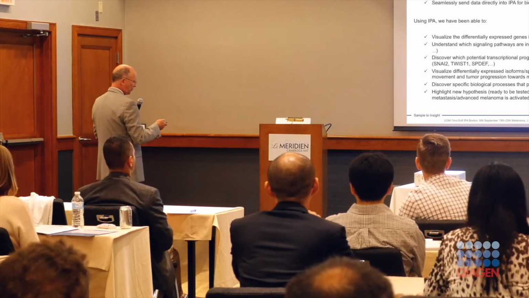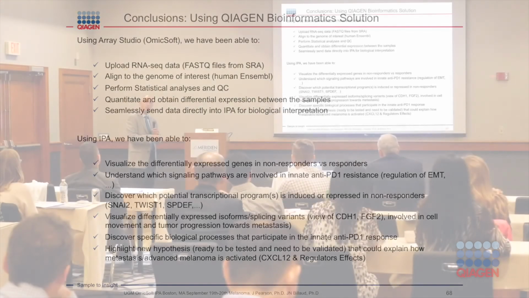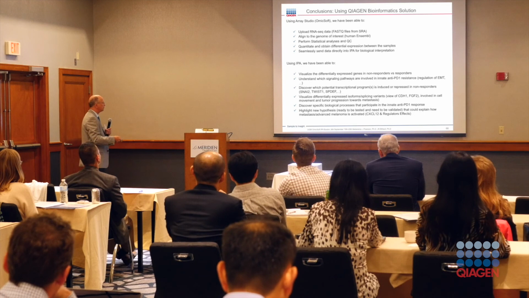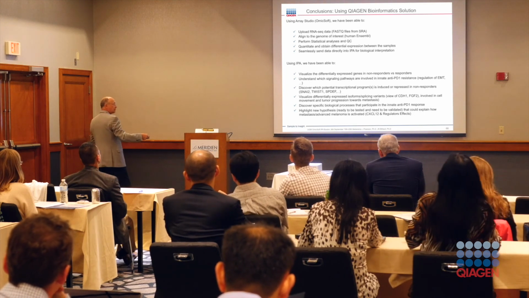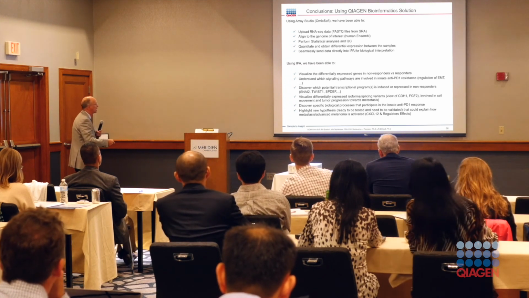And in IPA, we can visualize these differentially expressed genes in non-responder versus responder. We can understand some of the pathways that are involved. They are hypotheses, but they are good hypotheses. We can discover potential transcriptional programs, see how these guys are connected to each other to drive the expression of the genes downstream. We can visualize these specific isoform splicing variants that are very interesting for cell movement or tumor progression. You may imagine using them for biomarker applications. You can discover some biological processes that participate in that anti-PD-1 innate response. And more importantly, you can highlight new hypotheses.